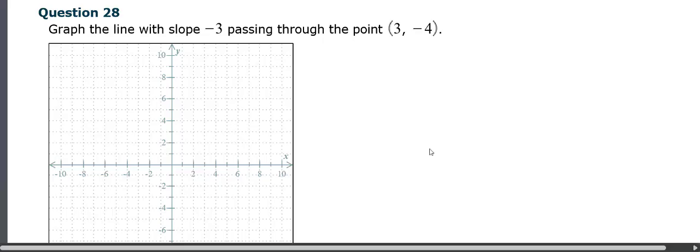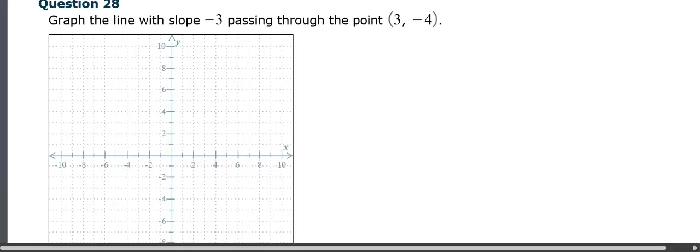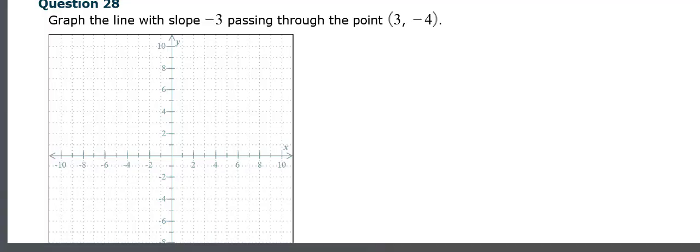Our next example says graph the line with slope -3 passing through the point 3, -4. So the first thing we're going to do is plot our point 3, -4. So we move to the right 3 on our x-axis, then down 4 to plot our point. And remember, our slope is -3, which we're going to express as a fraction, -3/1.